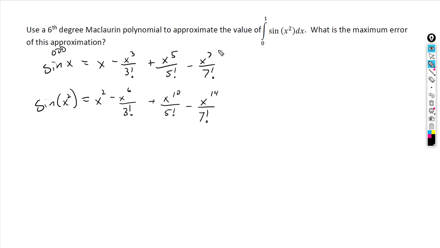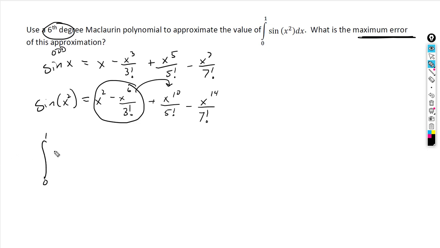But now, what do you notice? If it says 6th degree, when I do the sine squared, I actually get a 6th degree right here. But because of the error, I have to go one more. So we're going to evaluate the integral from 0 to 1 of x squared minus x to the 6th over 3 factorial plus x to the 10 over 5 factorial, and all of this is dx.